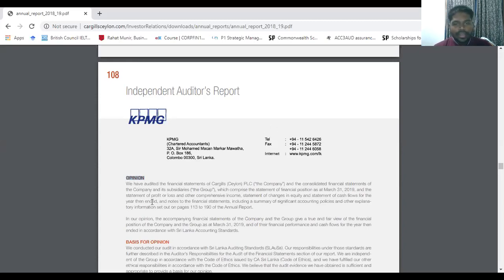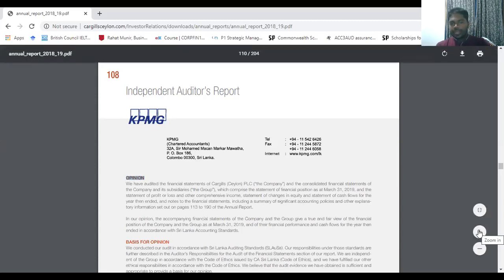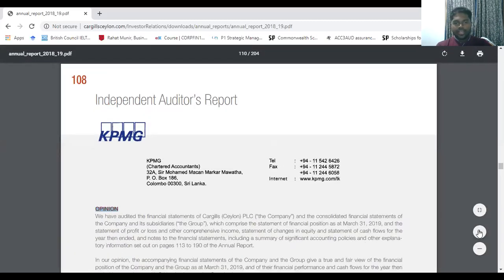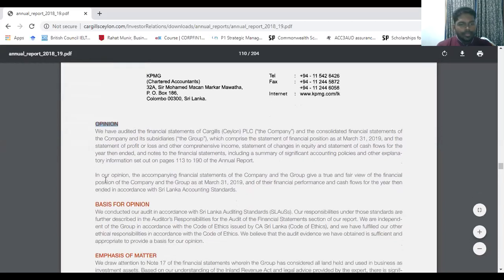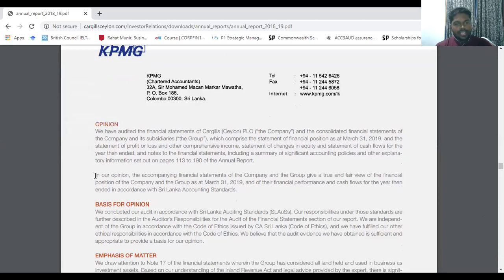You can see the opinion. Here they use the term. Okay, you can read here. I am going to expand this, and you can read it clearly. The second paragraph says, in our opinion, the company financial statements, or the company and the group, give a true and fair view.